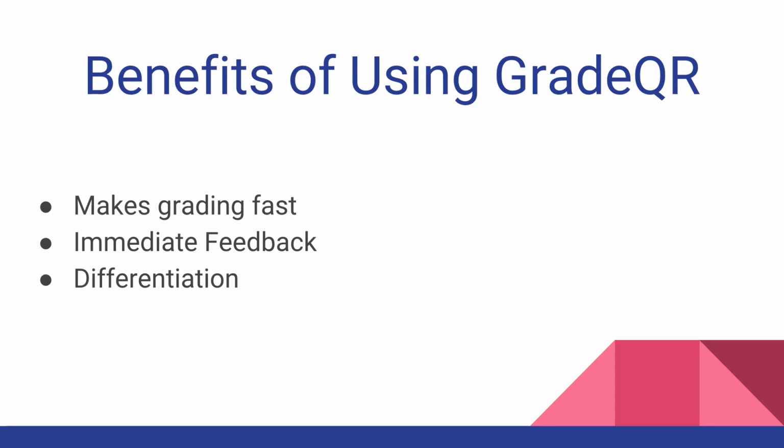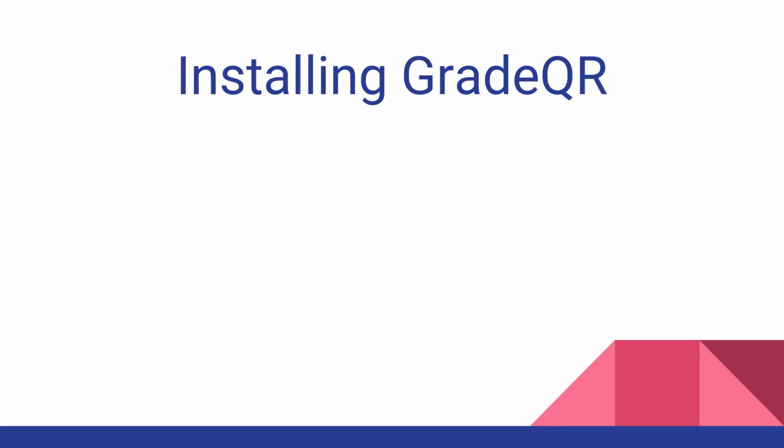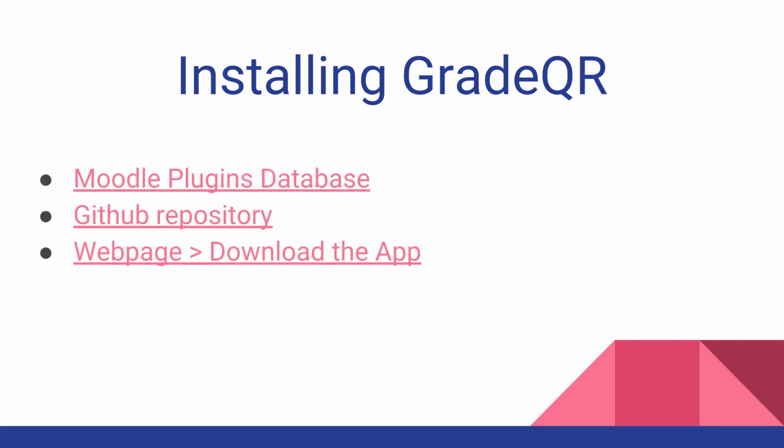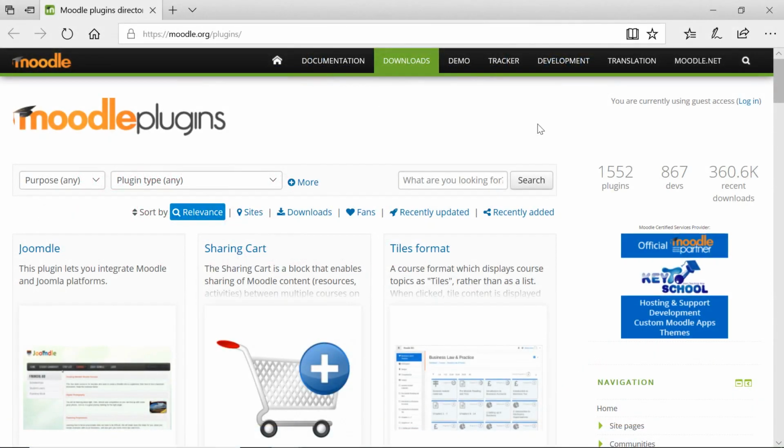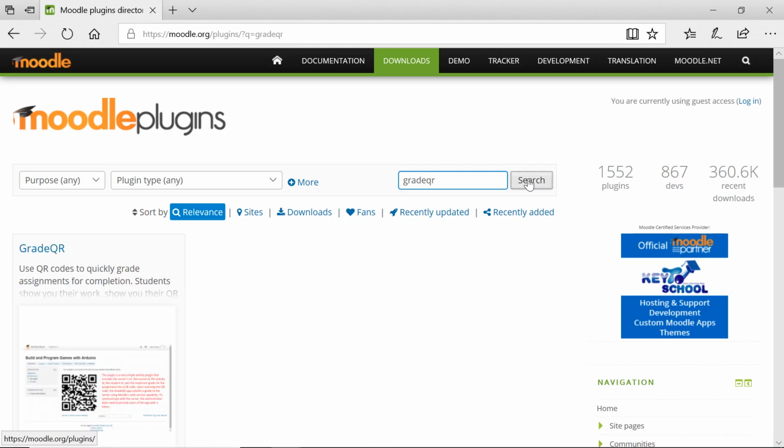So to install GradeQR, there are 3 web pages that you're going to need to know about. The first one is the Moodle plugins database. Once you get to the Moodle plugins database, just search for GradeQR. It's the only thing that's going to show up because it's the only thing like it in the database.